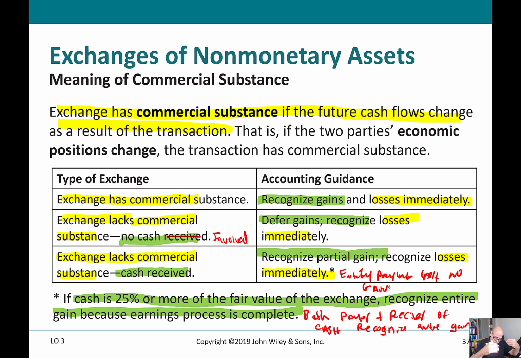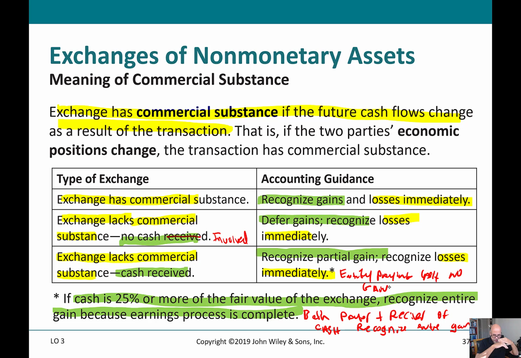Okay, let's do this one more time. A transaction either has commercial substance or lacks commercial substance. If cash flows will change, it has commercial substance; cash flows won't change, lacks commercial substance. Whether a transaction has or lacks commercial substance, always take the losses. That's it. Losses are always taken regardless. If the transaction has commercial substance and no cash is involved, nobody takes any gains, right? When we have a gain situation, you always take losses, but if no cash is involved, then what?